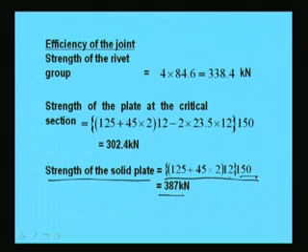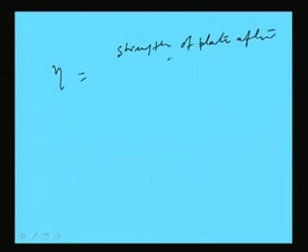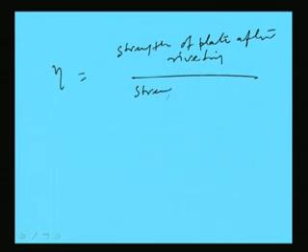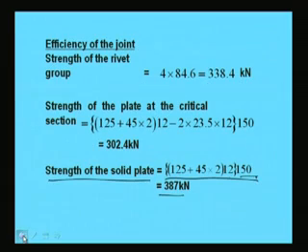Now, we have to find out the efficiency. So, efficiency, how do we find out? Efficiency will be the strength of the riveted plate by the strength of the solid plate. So, efficiency we can make that strength of plate after riveting by strength of solid plate. That means, strength of plate after riveting will become 302.4, because this we have calculated.